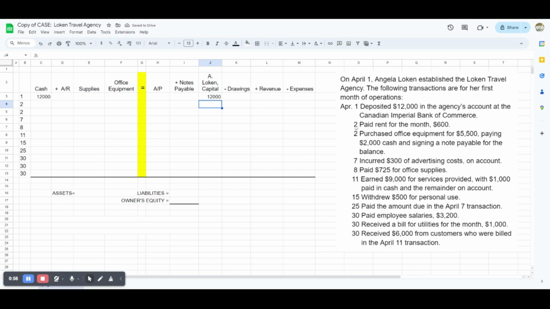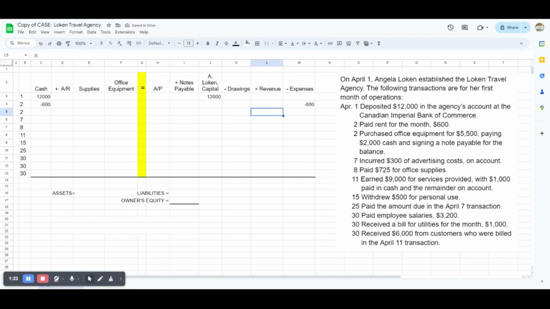Okay, so April 2nd, paid rent for the month $600. Okay, so you're paying money, that means cash is going to go down, and it's for rent, and rent is not an asset. So expenses are going to be affected, and it's going to go down by 600.